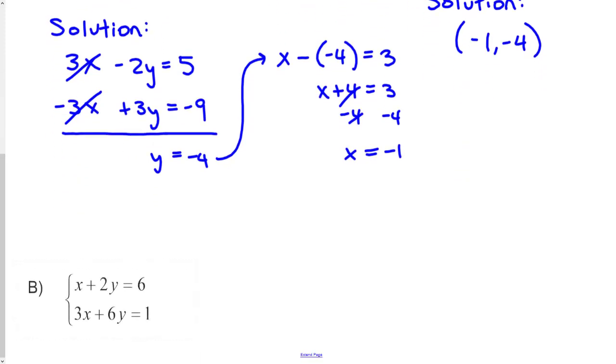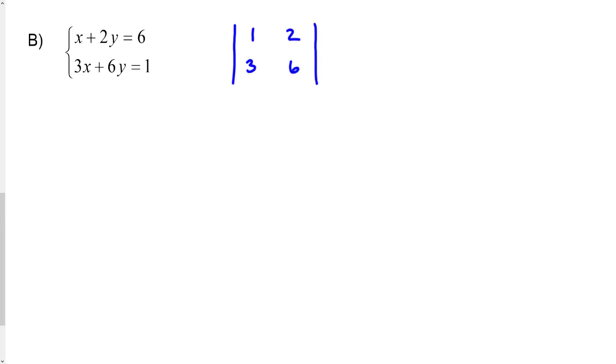Okay, let's do another example. In this situation, first I'm going to look to see what the determinant is. So the value of the determinant, 1, 2, 3, 6, would be 1 times 6 is 6, minus 2 times 3, which is also 6, would be 0. So what that means is there should either be no solution or there should be infinitely many solutions to this system. So let's see which it is.